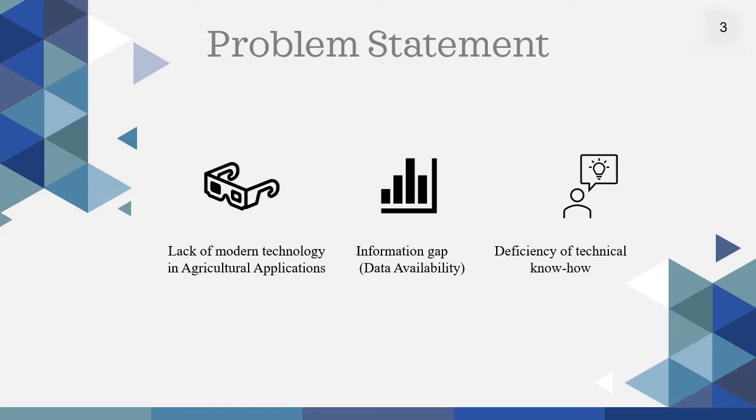Therefore, the problem statement was formulated based on three pillars. The first is the lack of modern technology in agricultural applications. Secondly, the information gap, and finally, the deficiency of technical know-how to deal with remote sensing imagery and how to integrate deep learning in solving the problem at hand.